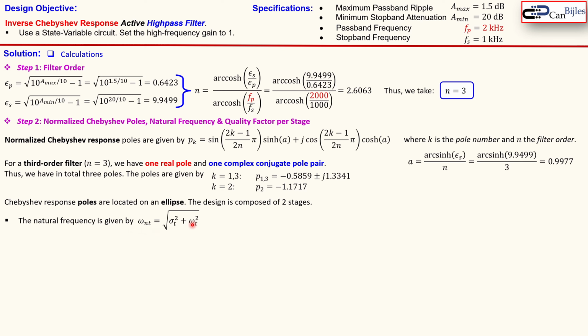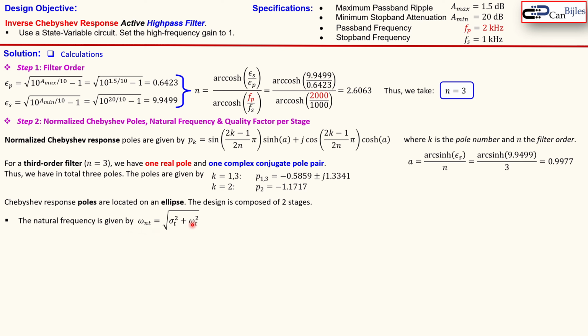So we go one by one, looking at stage 1, which is our complex conjugate poles, P1, 3. So these are the poles. And now you can calculate the natural frequency, and this N is not the filter order, it's just referring to the natural frequency. And now T is 1 because we look at stage 1. You look at sigma 1 and omega 1. Now you substitute the values, you get this omega N1. And the quality factor, again using this formula, you get 1.2435.